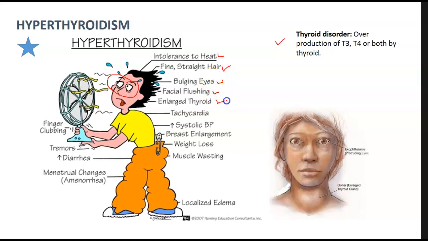Flushing, an enlarged thyroid that can lead to a goiter, tachycardia, increased systolic blood pressure, breast enlargement, weight loss, muscle wasting, because again, metabolism is completely sped up. Can have some localized edema, menstrual changes, increased diarrhea, tremors, finger clubbing. These people are very, very agitated.